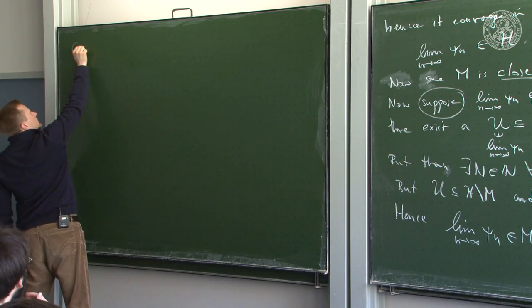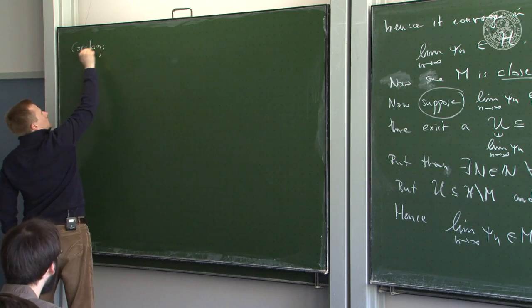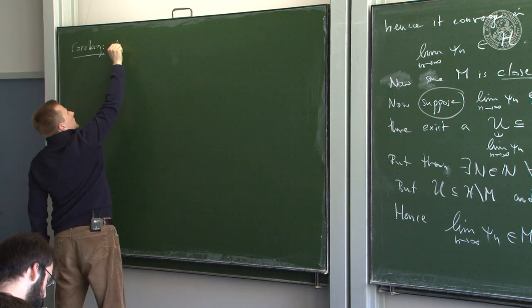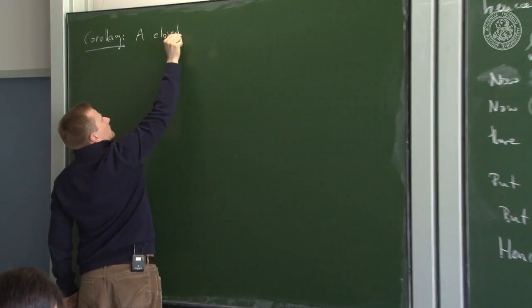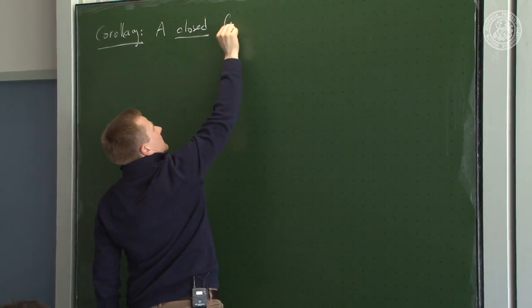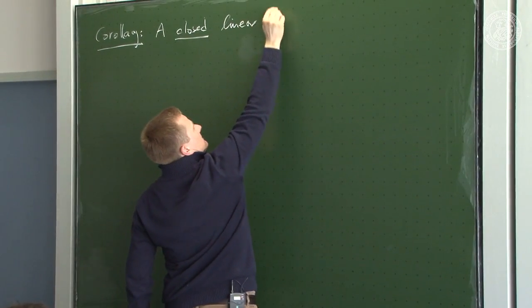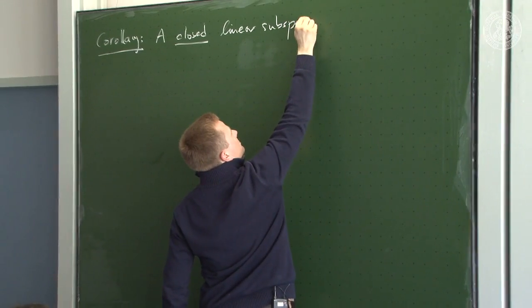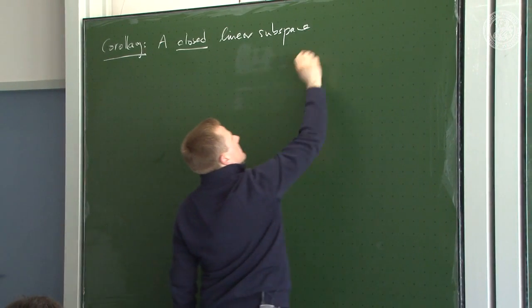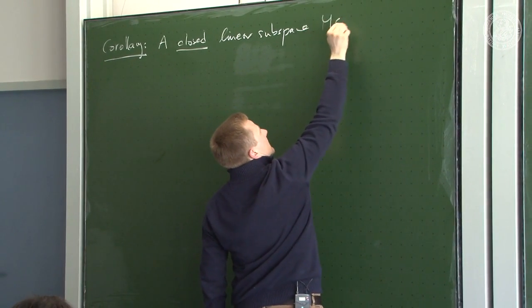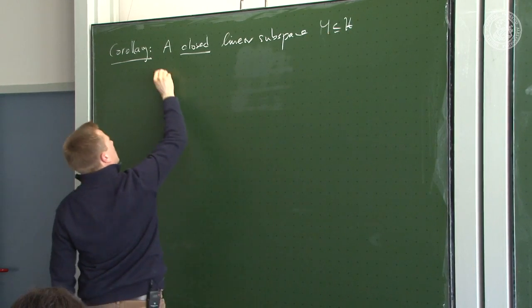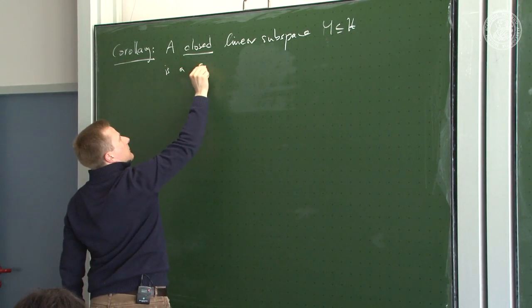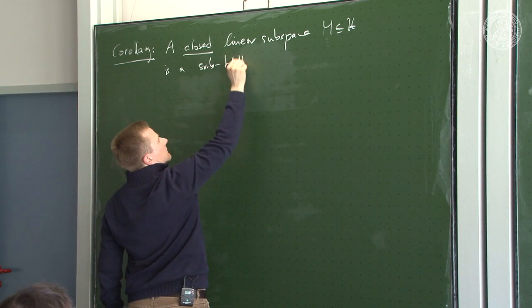So, corollary from this simple fact: a closed vector subspace or linear subspace, it's the same, it's just different terminology for the same thing. A closed linear subspace M in H is a sub-Hilbert space.